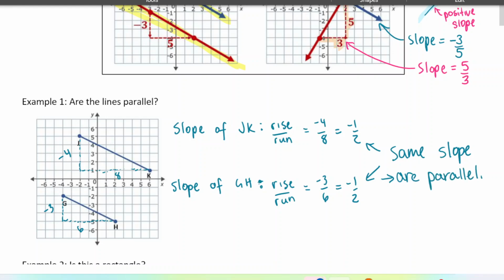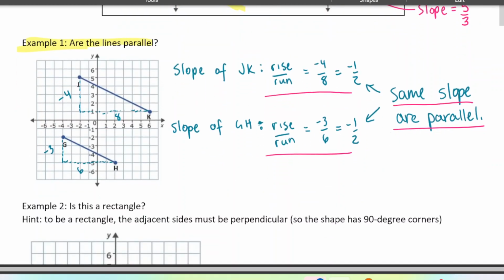Okay, so if you are asked on a quiz or an assignment, are these lines parallel? You should be saying yes or no, but you also need to justify your answer. And by justifying your answer, you need to prove it essentially. So a good way to prove it here would be to determine the slope of each line and then say because they have the same slope, they are parallel. So everything I've written here is required for a question like this.